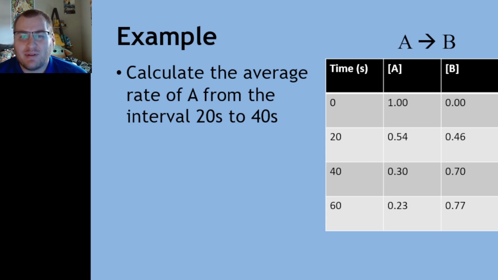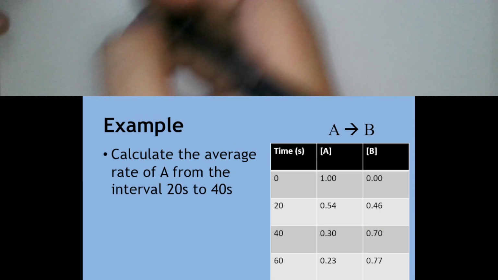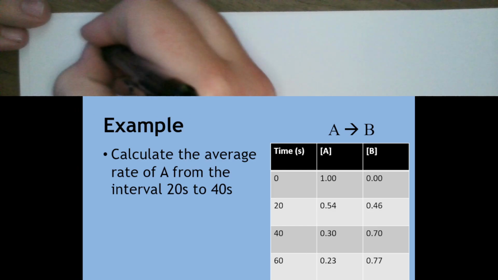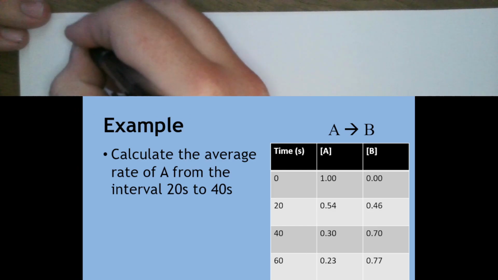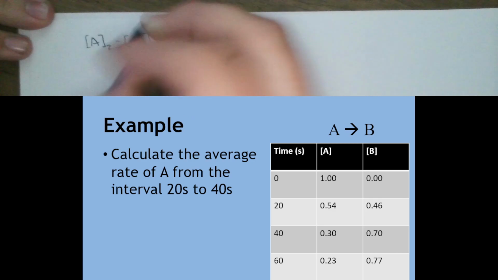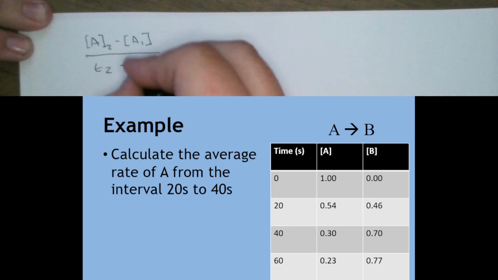In my example here, I want to calculate the average rate of A during an interval from 20 to 40 seconds. So I want to see how it changes in between 20 and 40 seconds. We're going to just apply that formula. We're going to go A2 minus A1, divided by time 2 minus time 1.